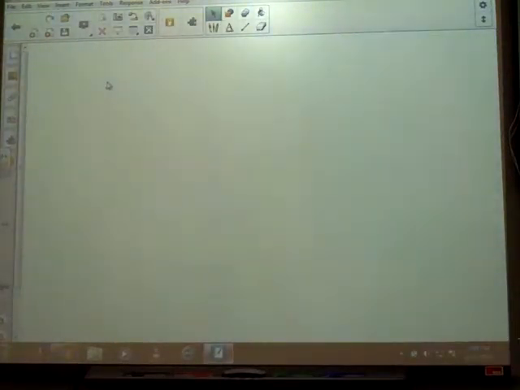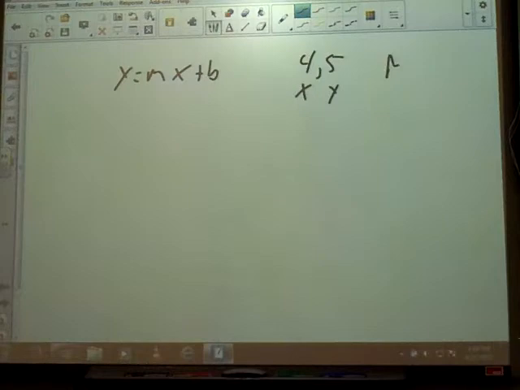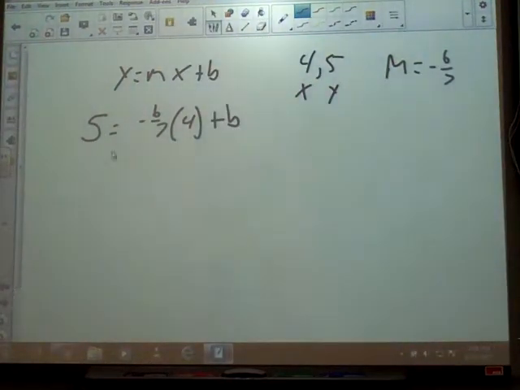Anybody care? Okay, I'm going to do slope intercept. I just think that's quicker. May not be for everybody, but I like it better. So my point, 4, 5, that's going to go in your X, that's going to go in your Y, and then it told you the slope. So I'm just going to plug all that in and solve for B, and then we'll go to standard form from there. So I got Y equals M X plus B, and that is negative 24 sevenths.